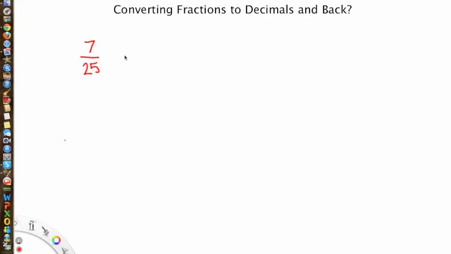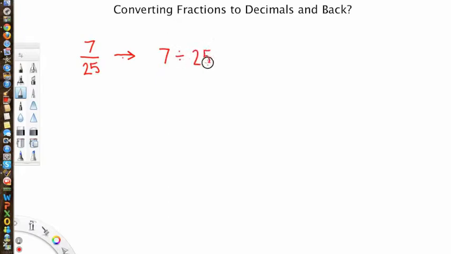Hello boys and girls, let's start converting our fractions to decimals and back. Okay, so if we have 7/25 here and we want to change it to a decimal, how do we do that? Well, I've been saying all along that every fraction is a division problem. And the answer to that division problem is a decimal. So let's treat it like that. 7/25 really means what? 7 divided by 25.